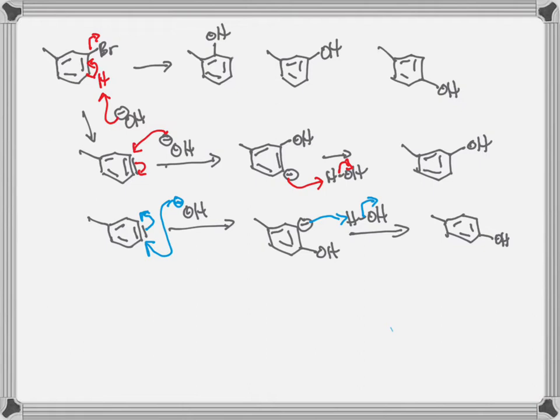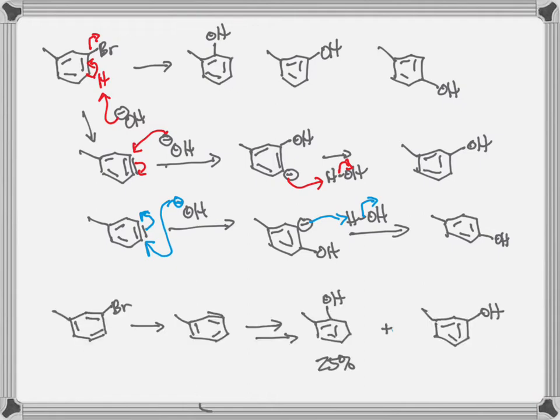And then I am going to show you the other place that we could have had deprotonation, which was on the carbon between the bromine and the methyl. And that gives us 2 different products. So we will have 25% ortho product, 25% para product, and 50% meta product, because the meta product is formed from both of the 2 pathways that could take place.